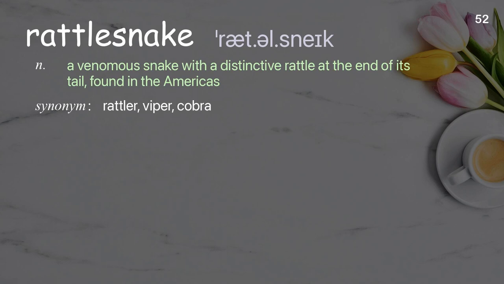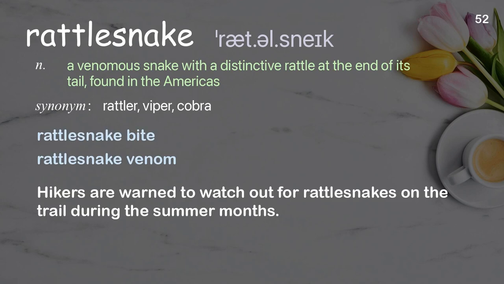Rattlesnake. A venomous snake with a distinctive rattle at the end of its tail, found in the Americas. Examples: rattlesnake bite, rattlesnake venom. Hikers are warned to watch out for rattlesnakes on the trail during the summer months.